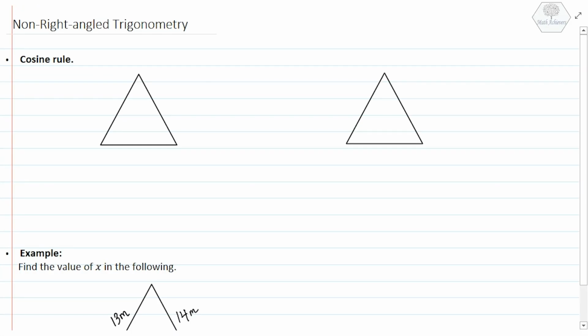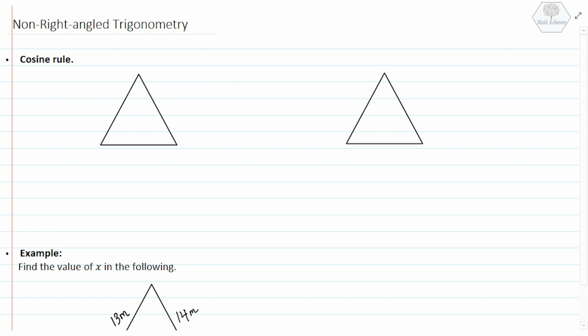Let's now talk about the cosine rule. You have to know a very important thing. Whenever I want to solve a problem in any non-right angle triangle, the first rule I will check is whether I can use the sine rule. If I can't use the sine rule, then I will need to use the cosine rule.